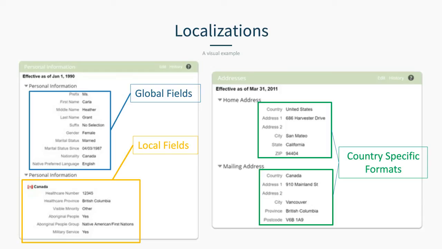And the same is true with the province field in the Canada address. So here you see the Canada address below. It has address 1, address 2, city, province, and postcode. And that province field would only be relevant to Canada.